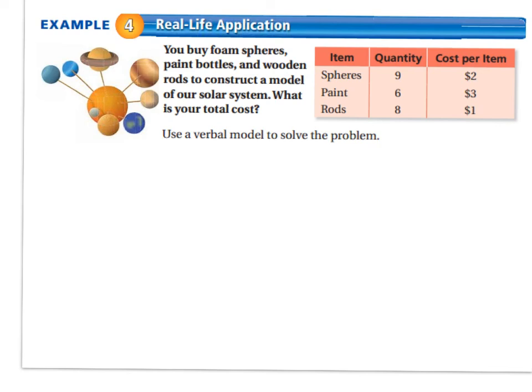So it looks like I'm going to buy 9 spheres at $2 each. So that would be 9 times 2, 9 spheres, $2 each. And to that I'm going to add the cost of 6 paint at $3 each. And to that I'm going to add the cost of 8 rods at $1 each.